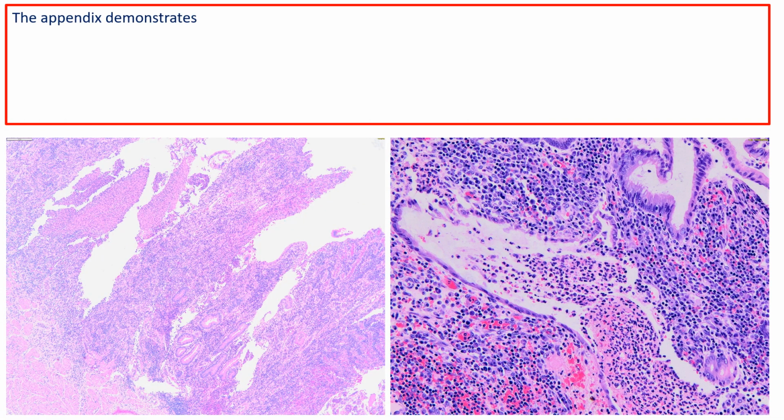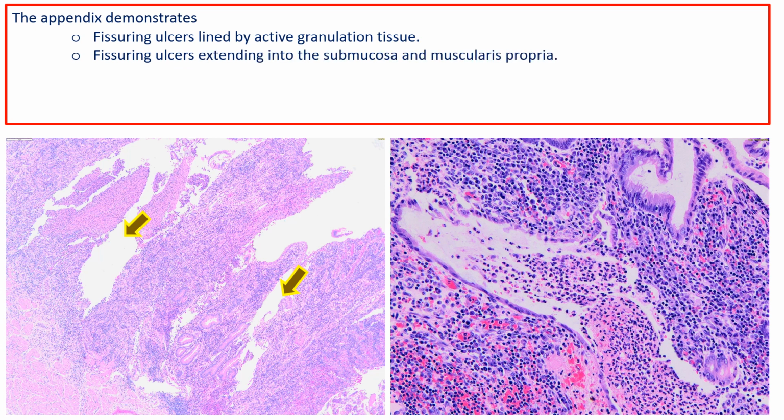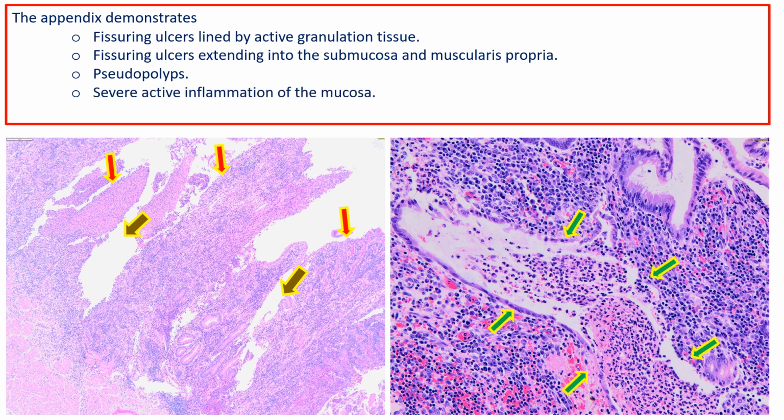The appendix demonstrates fissuring ulcers lined by active granulation tissue, fissuring ulcers extending into the submucosa and muscularis propria, pseudopolyps, severe active inflammation of the mucosa, and inflammatory expansion of the lamina propria with basal lymphoplasmacytosis.